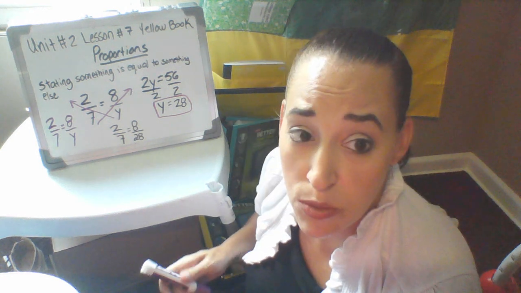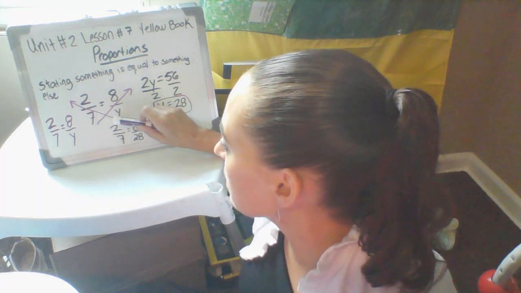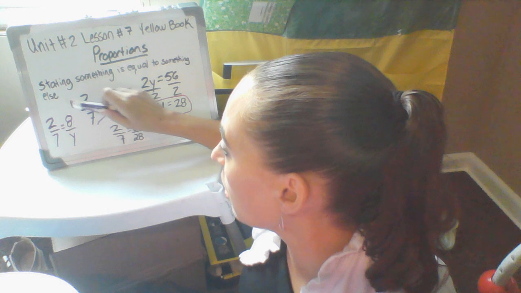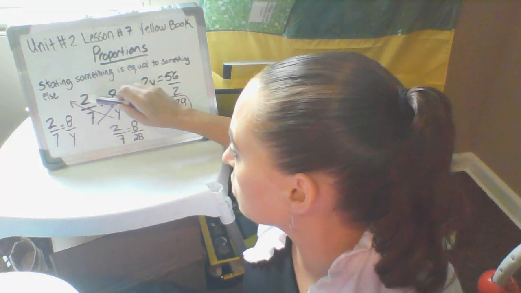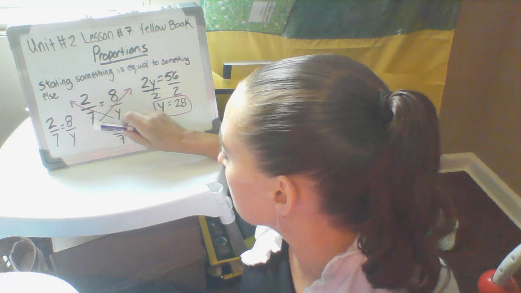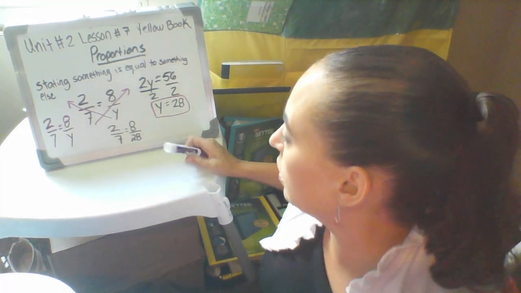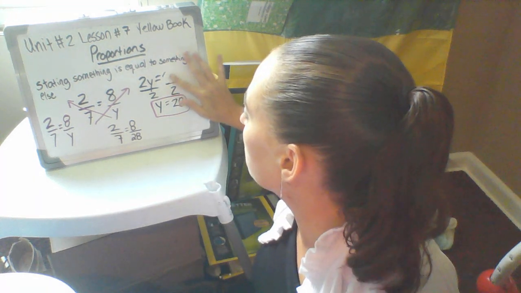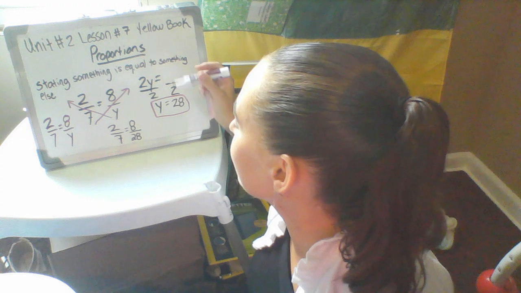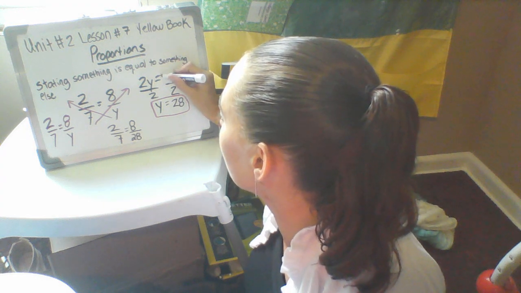You would simply cross multiply. So remember, you take this arrow from the bottom here and go up, and down here and go up, and that's letting you know it's 2 times y, and 7 times 8. I skipped a step there because my brain skipped a step. So that's really 7 times 8, which equals 56.